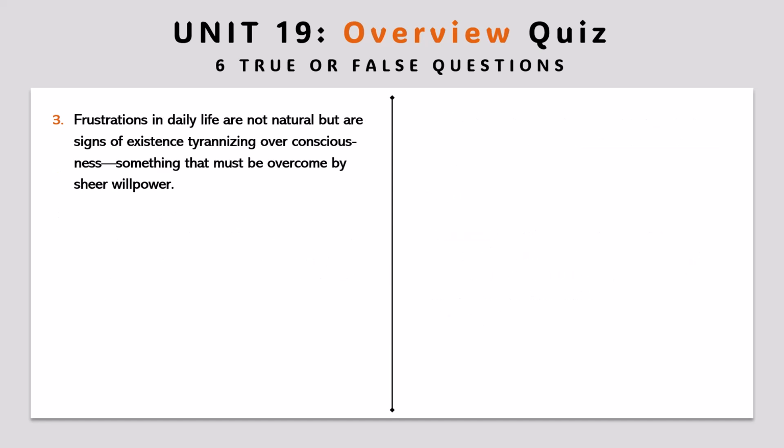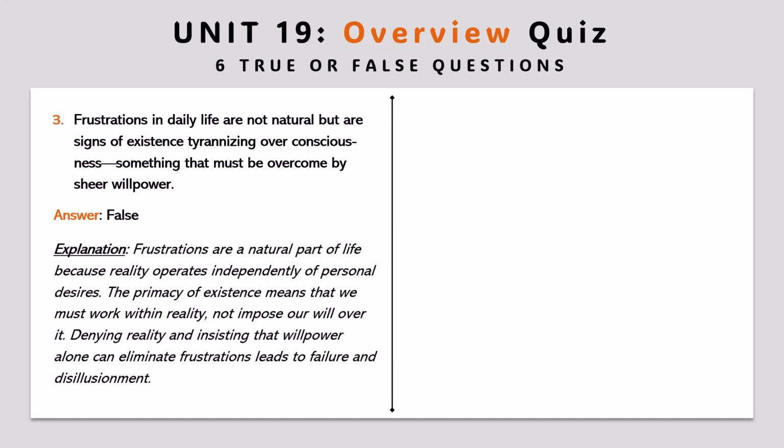Question number 3. Frustrations in daily life are not natural, but are signs of existence tyrannizing over consciousness, something that must be overcome by sheer willpower. Answer: false. Explanation: frustrations are a natural part of life, because reality operates independently of personal desires. The primacy of existence means that we must work within reality, not impose our will over it. Denying reality and insisting that willpower alone can eliminate frustrations leads to failure and disillusionment.